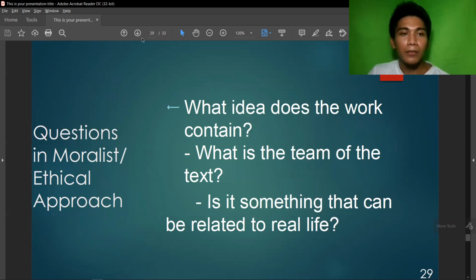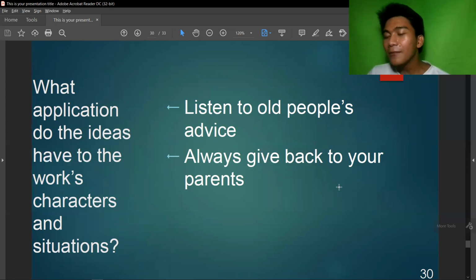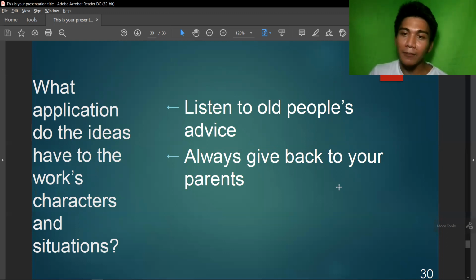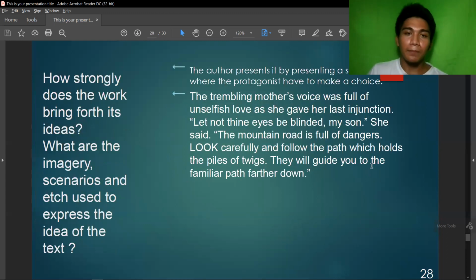What application do the ideas have to the work and the character's situation? So, the application: always listen to old people's advice and always give back to your parents. There are many interpretations. Of course, you can also interpret that our government shouldn't dispose of old people, because they help the economy grow. Those are only some. When you read it yourself, you will come up with your own ideas. Next theme, selfishness.